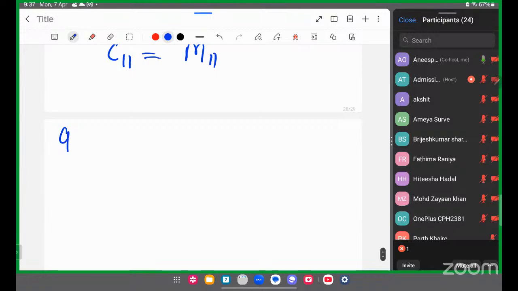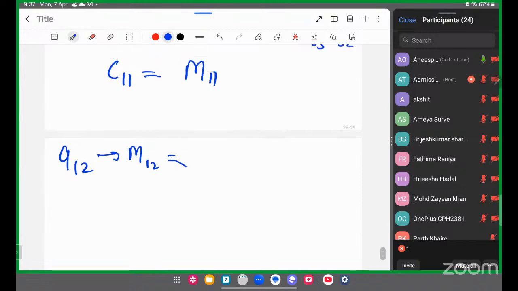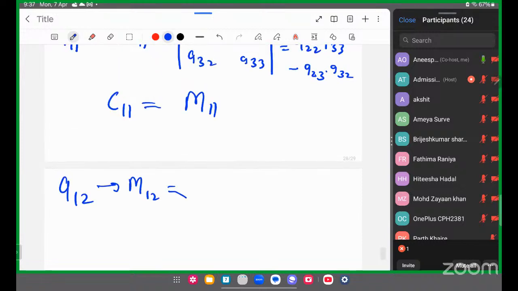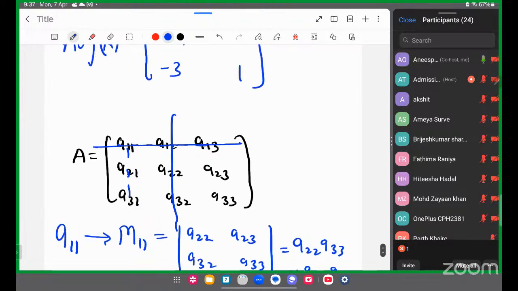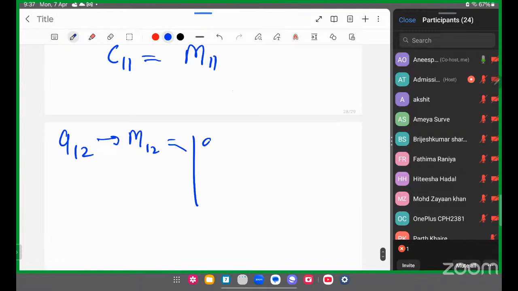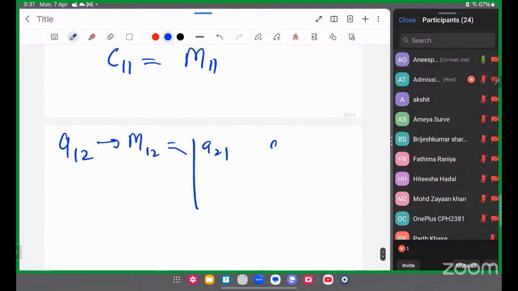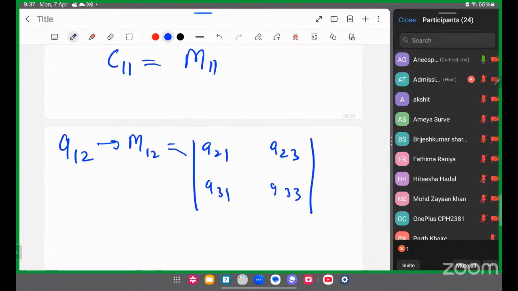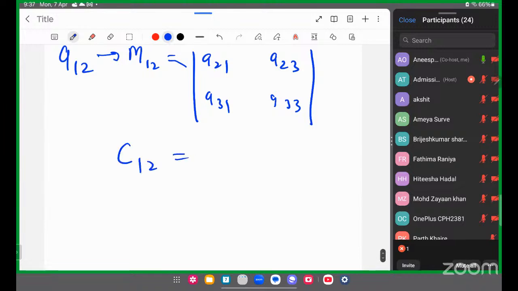Let's say we are taking the 1, 2 element. For the 1, 2 element, the minor will be M12. To obtain the minor, we have to delete the first row, second column. You will have the determinant A21, A23, A31, A33. Simplify it, and then we have the cofactor C12. C12 will be minus M12 because 1 plus 2 is odd and the sign will be changed. Are you getting it? How to find the minor and cofactor for a 3 into 3 matrix?